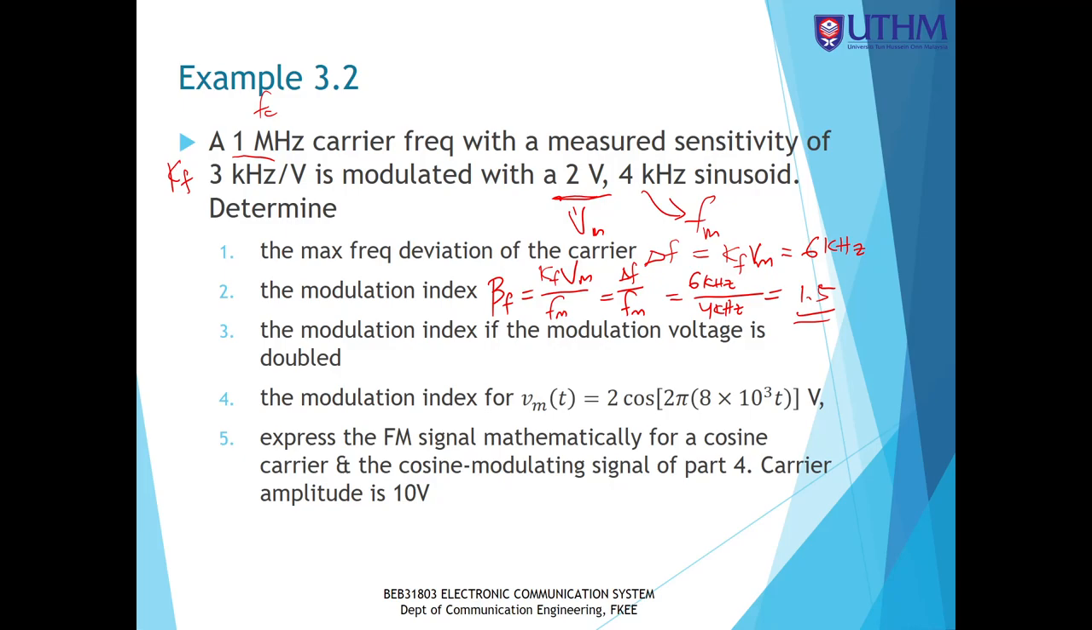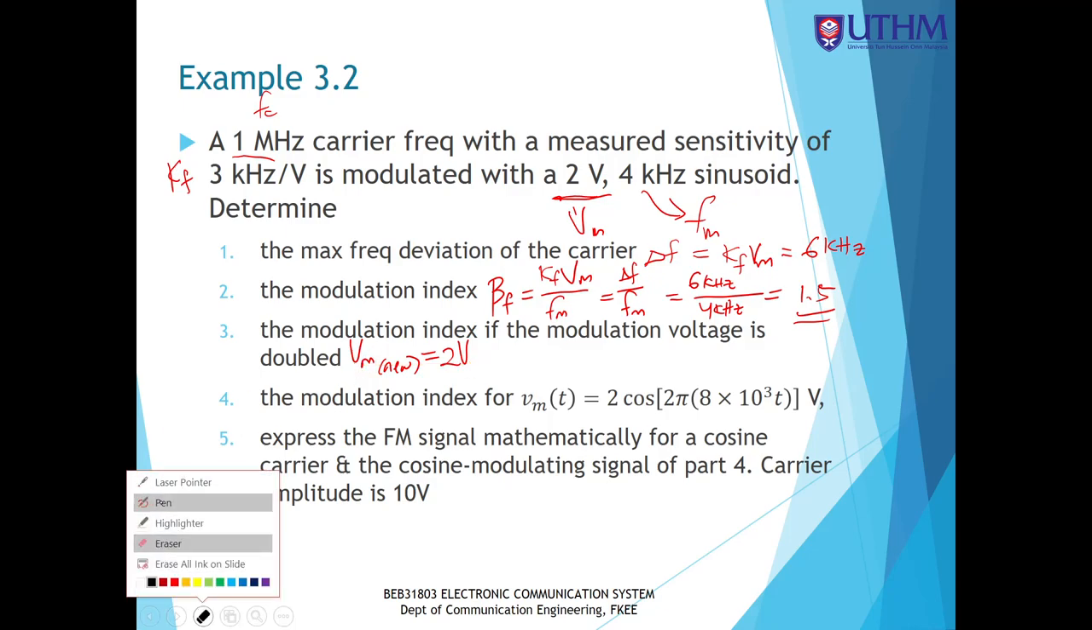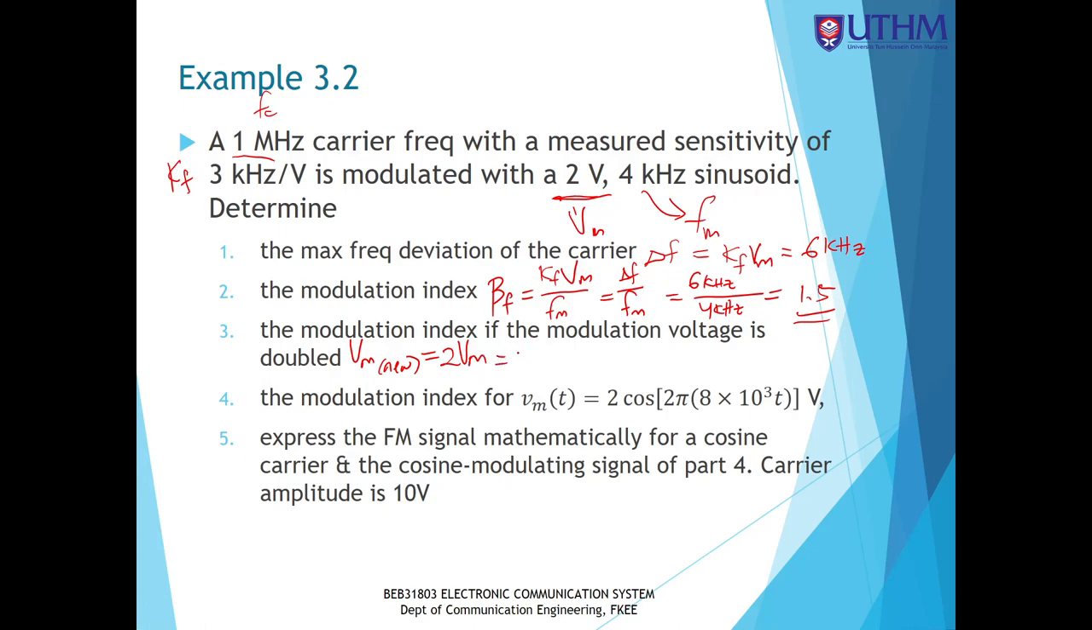And then the modulation index if the modulation voltage is doubled. So now we have a VM new. Okay, VM new is double, 2 times VM. So now it is given. So 2 times VM, so this is equal to 4 volt. Okay, now the question asks, how much is the beta F new? So beta F new, when the input voltage is doubled, how much is the beta F new?